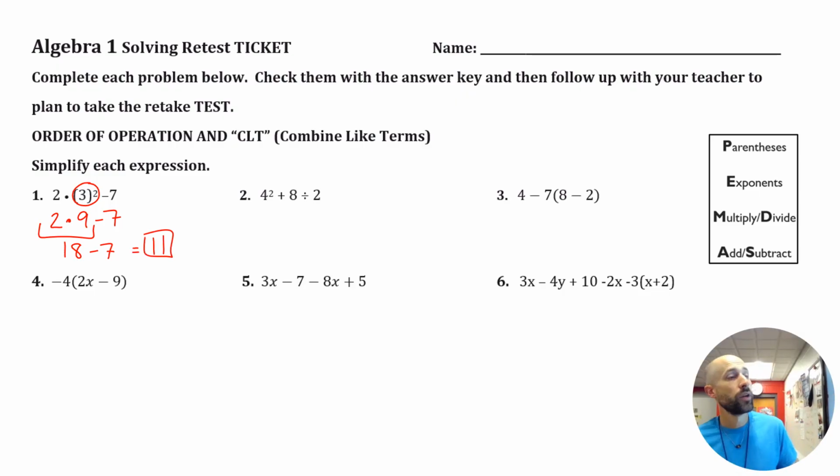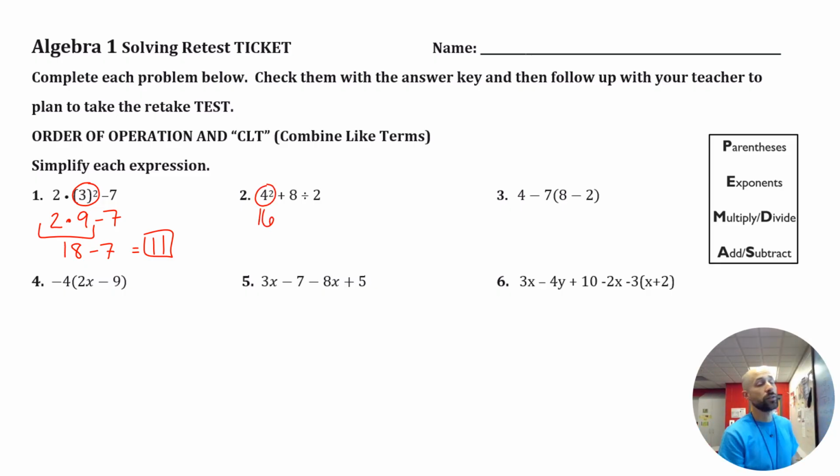Okay. For number 2, once again, very similar. This time again, I see an exponent. So I want to evaluate that first. So 4 squared is 16. Remember, that's saying 4 times 4. And then plus 8 divided by 2. So out of those 2 remaining operations left, we have addition and division. We would want to divide first. So 8 divided by 2 is 4. And then 16 plus 4 is 20.